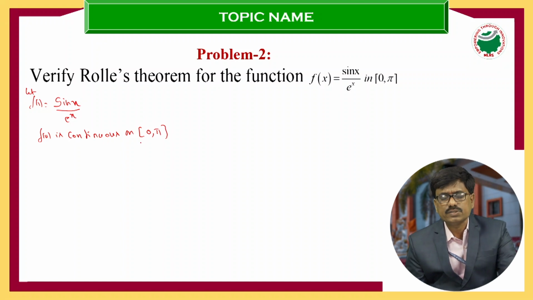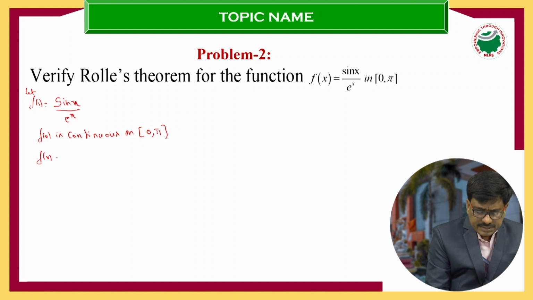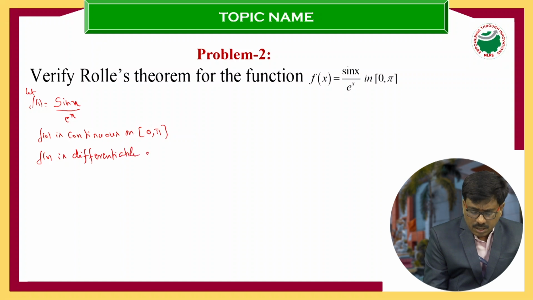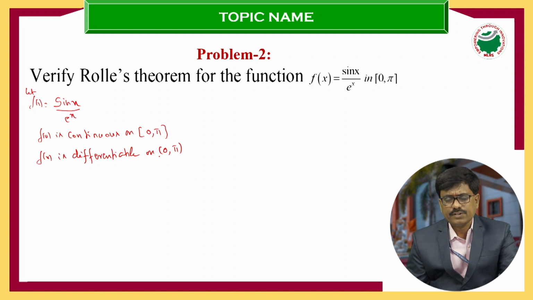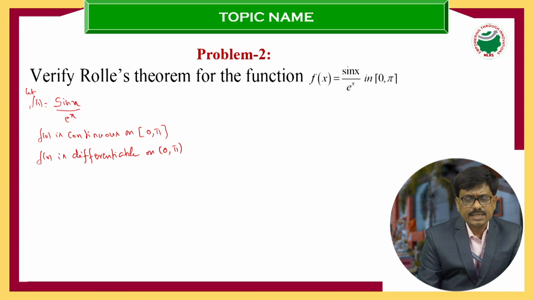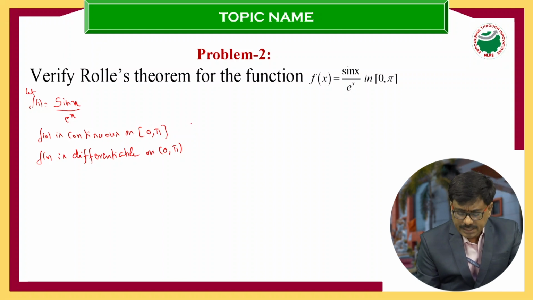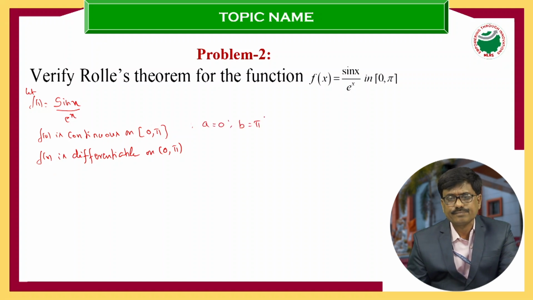f of x is continuous on the closed interval 0, pi, as well as f of x is differentiable on the open interval 0, pi. f is differentiable on the open interval 0, pi. What does the second condition show? f of a value equal to f of b. Let us take a value as 0 and b value as pi.